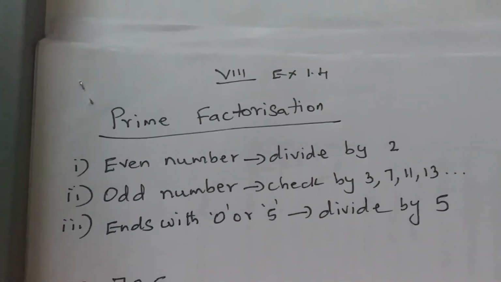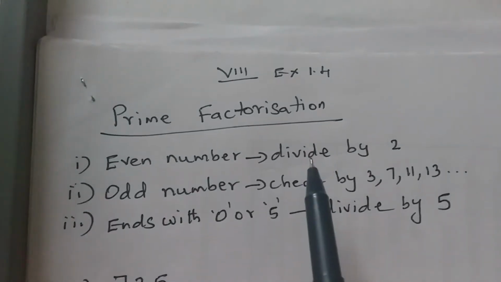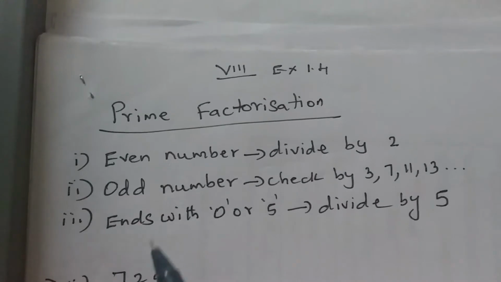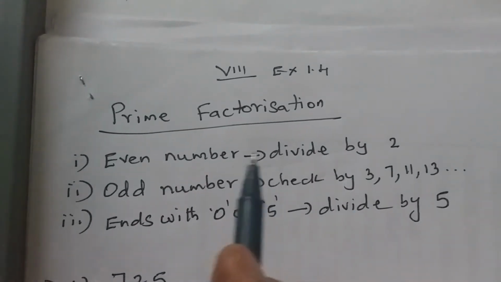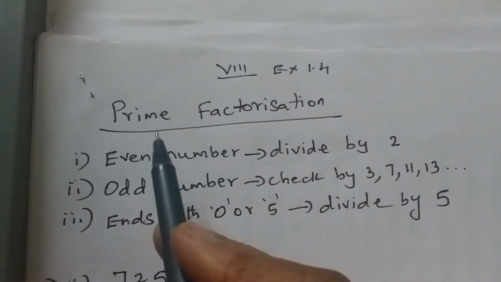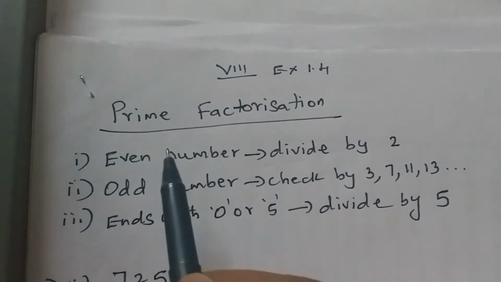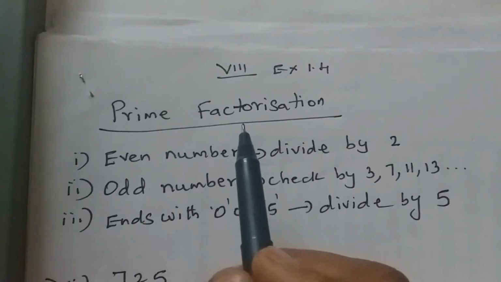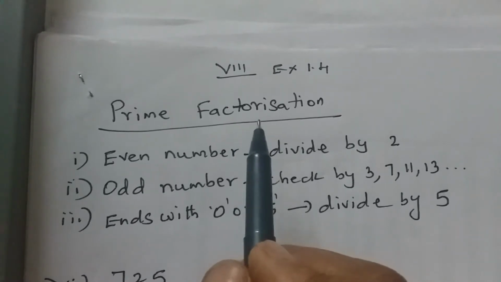So before we go into the problem, let us just recall what prime factorization is. It is when you are given a number, we should divide it by only prime numbers. What are prime numbers? They are divisible by only 1 and itself. And tell me the prime numbers from 1. 1 is neither prime nor composite. It's not a prime number, not a composite number also. And prime numbers start from 2.